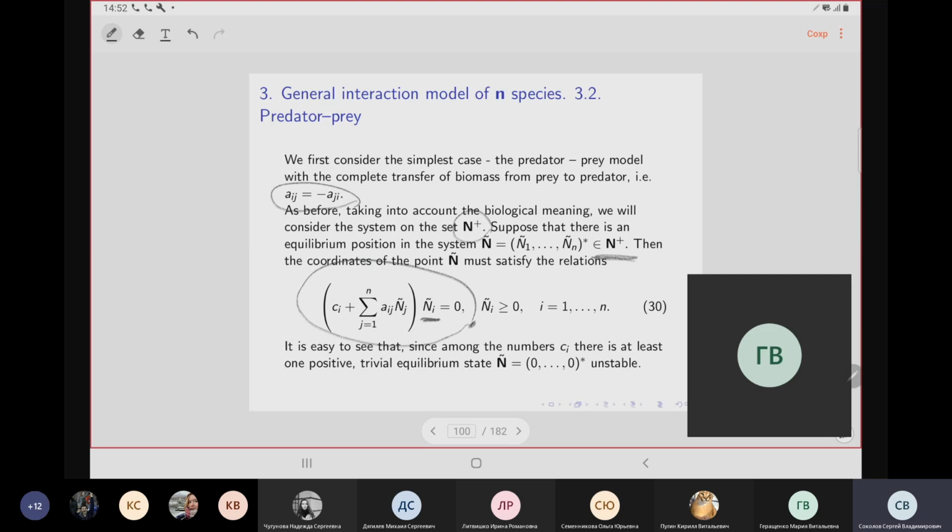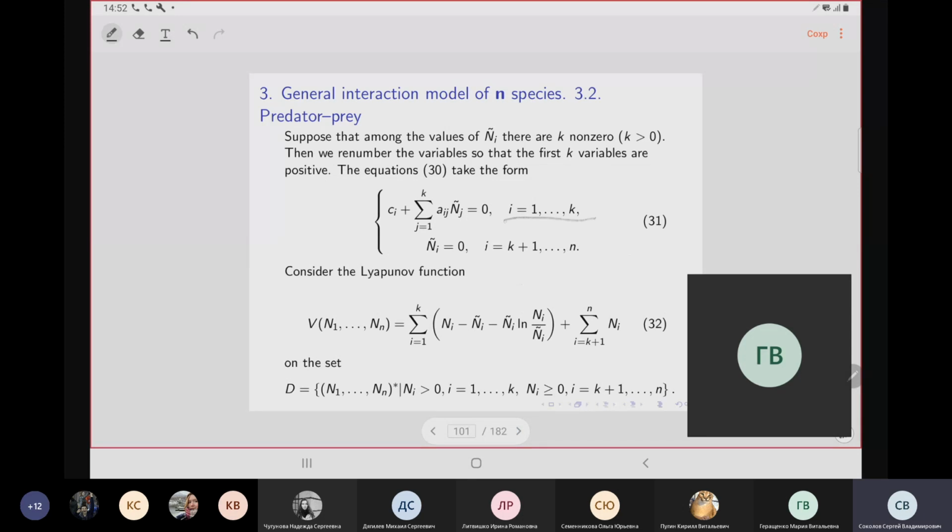What does it mean that the sum of the Ni is equal to 0? It means that in the big community of n species, our steady state means that only k of them can coexist. So let the first k be positive and the last ones, k plus 1, k plus 2, and so on up to n, go extinct at our equilibrium. So we renumber the variables so that the first k are positive. We still have n equilibriums, but the first k are positive.